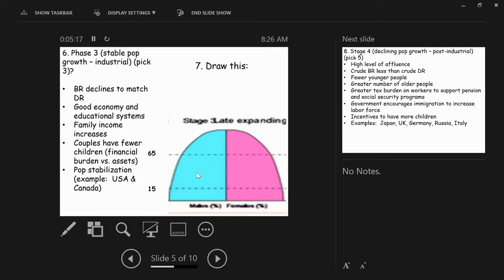So notice you're going to have more of a population in the reproductive years. It's not a triangle, so it's going to be wider between 15 and 45, which would be about here.